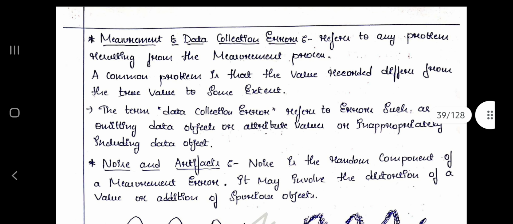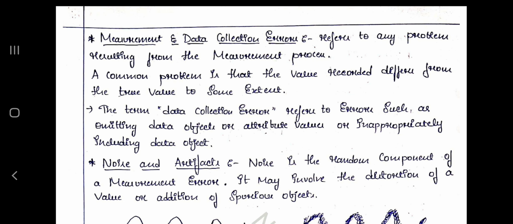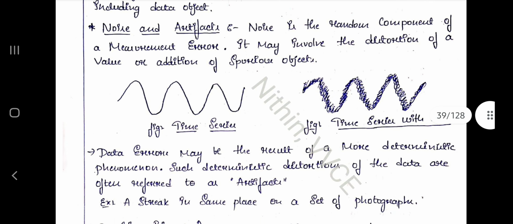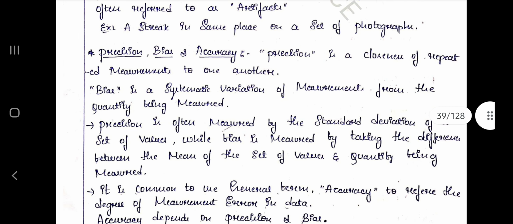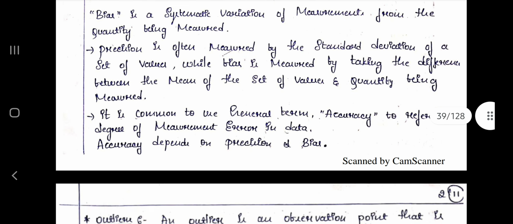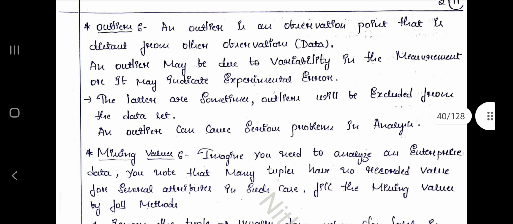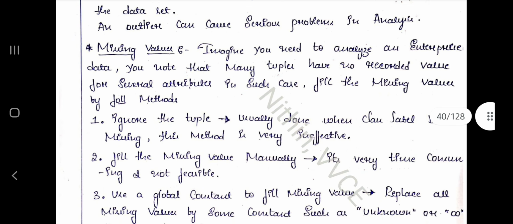Okay, so some of the errors which can be measured, here also you will get some points, like what are the different types of errors. Noises and artifacts means this is the clean data, this is the unclean data with noise will be removed. And precision, bias and accuracy, how much precision is there, how much bias is there, how much accuracy is there, what are the outliers. Based on that the mean value is getting affected, you can remove the outliers.